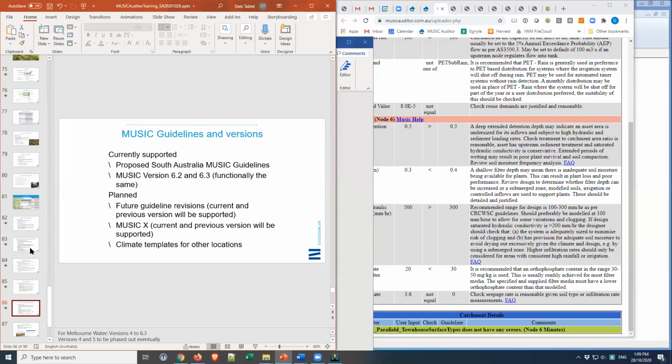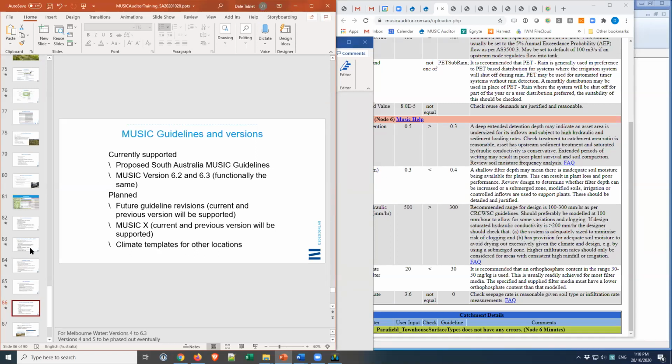that. Our intention is that Music X will be supported within the next 3 months, hopefully sooner, and that we'll be able to have both 6.3 and X running simultaneously. Moving forward into the future, our intention is that we'll have the current and the previous version of whatever guidelines you have and whatever versions of music that exist supported, because we appreciate not everyone is upgrading immediately.